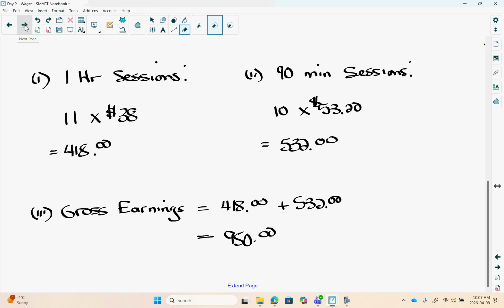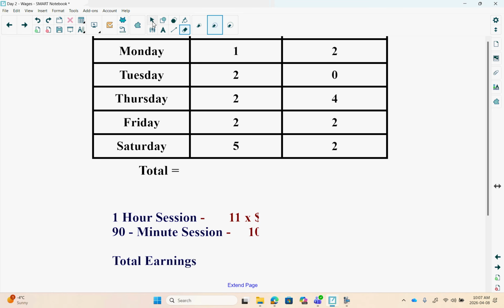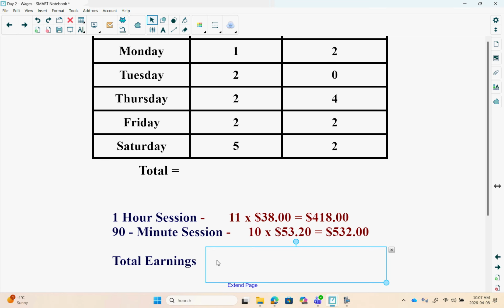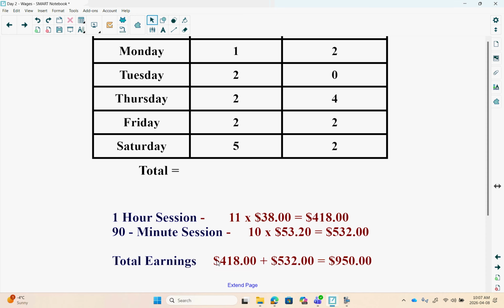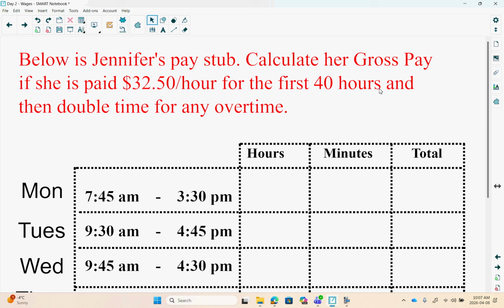All right, last example we're going to look at. This is just the solution to that, I assume. 418, 532, 950 total. We did it good. All right, we had 11 and 10. Awesome. Last one. Jennifer's pay stub. Calculate gross pay if she is paid $32.50 an hour for the first 40 hours and then double time.